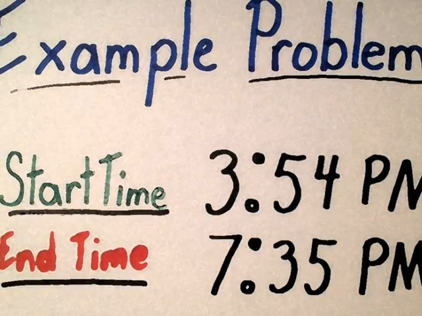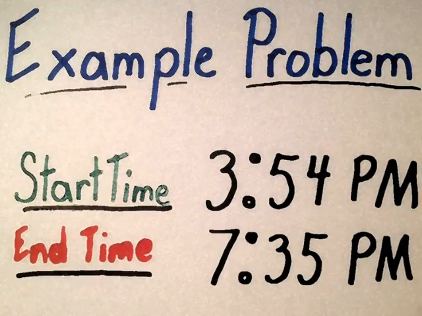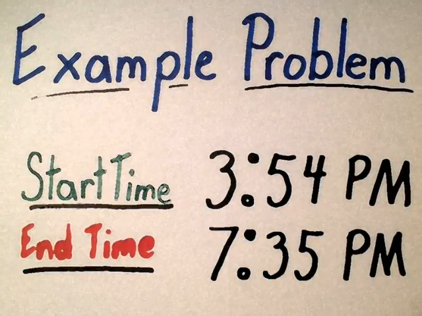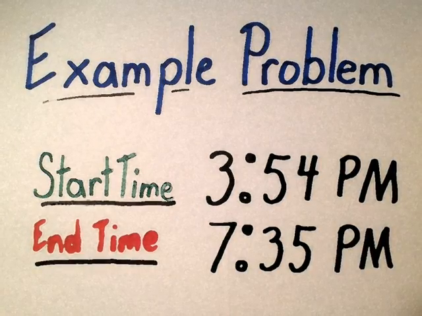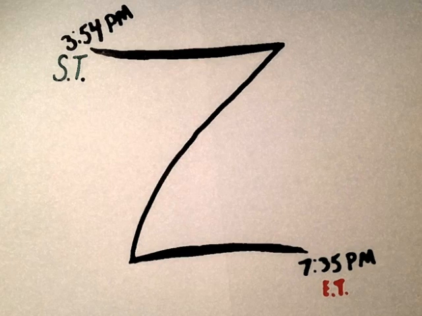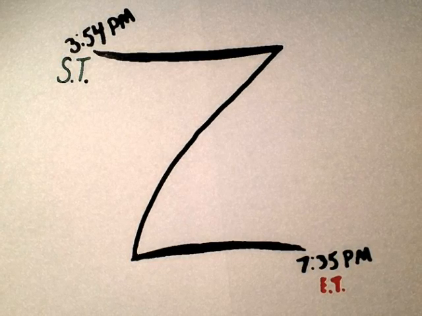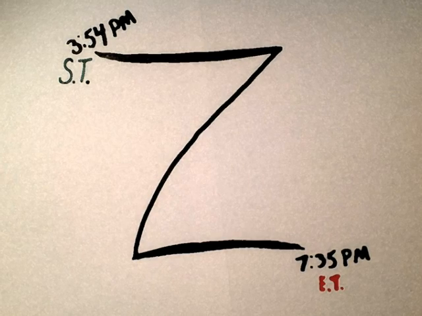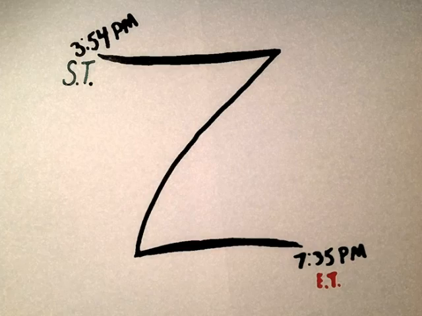Let's try an example problem together. Let's find the elapsed time between 3:54 p.m. and 7:35 p.m. Draw your Z and place your start time, 3:54 p.m., in the top left corner and your end time, 7:35 p.m., in the bottom right corner.